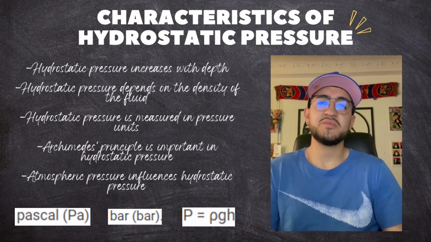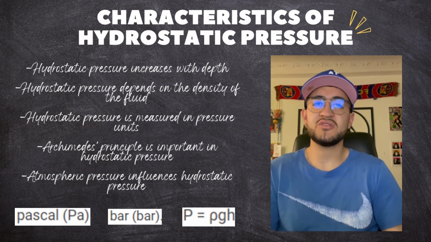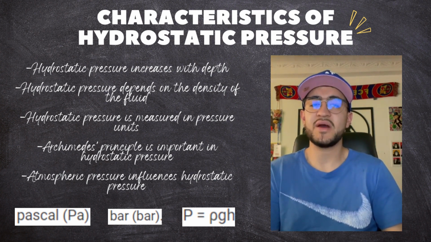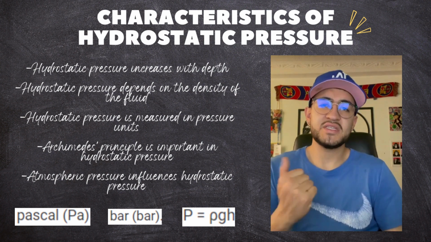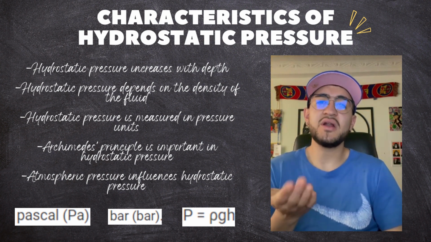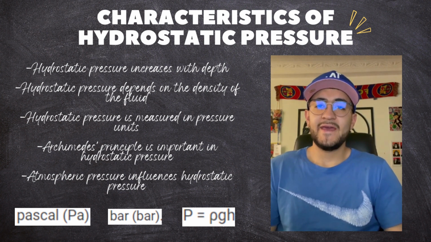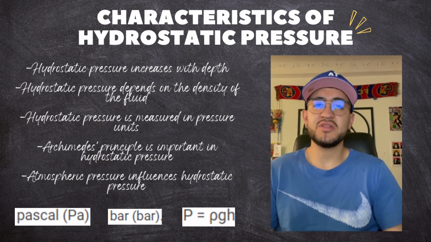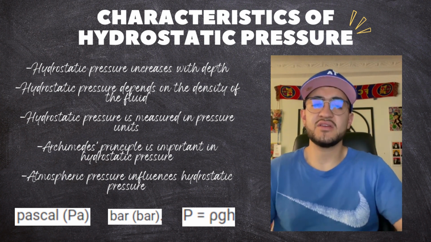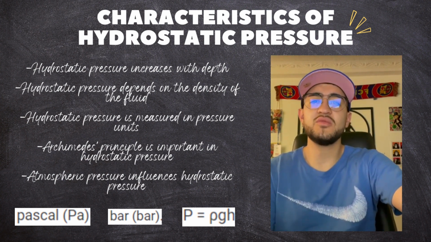Hydrostatic pressure is measured in pressure units, such as the Pascal. We can see in the presentation the bar and the principal formula of hydrostatic pressure. Rho is the density of the liquid, g is the acceleration due to gravity, and h is the height of the liquid above the submerged object.